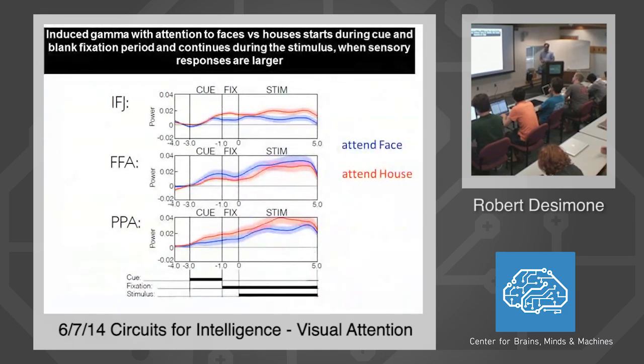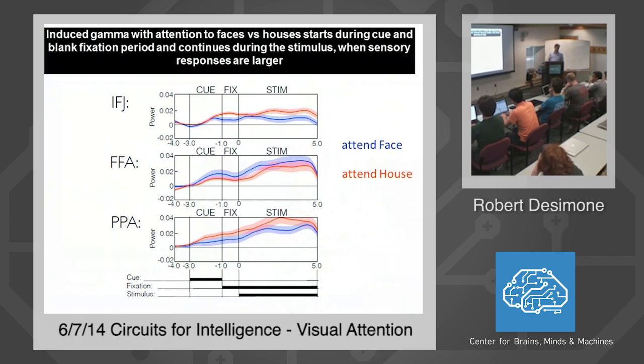Okay. Now let's look at something that's not locked to the stimulus, not related to that stimulus frequency. Let's look up in the gamma frequency range. And now I'm just showing you here power in the gamma frequency range over time in the trial. If you look, for example, at the face area and the place area, the red is when they're attending the houses, the blue the faces, and this is the start of the trial. During the cue period, the subjects are told, by a little character at fixation, what they should be attending to. Then during the fixation period, there's nothing on the screen, and then in the stimulus period, the stimuli are on.